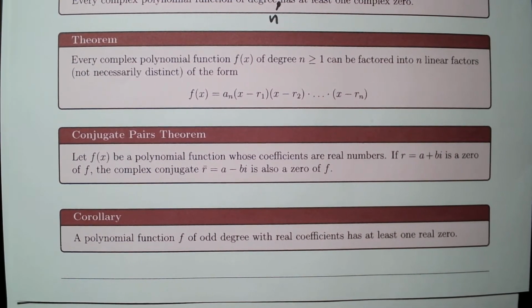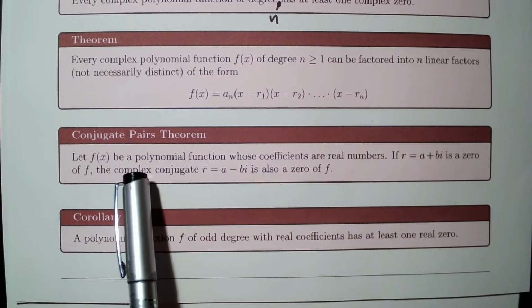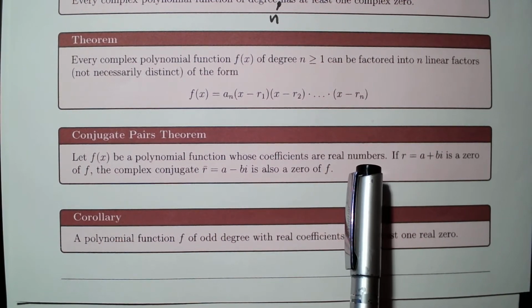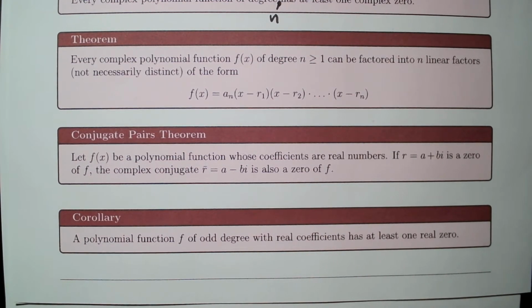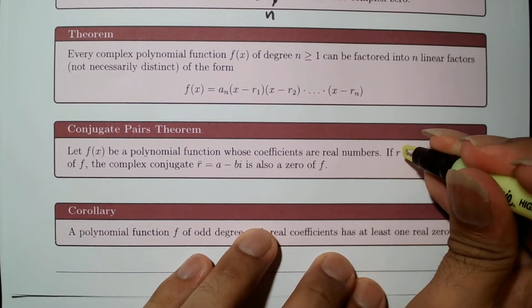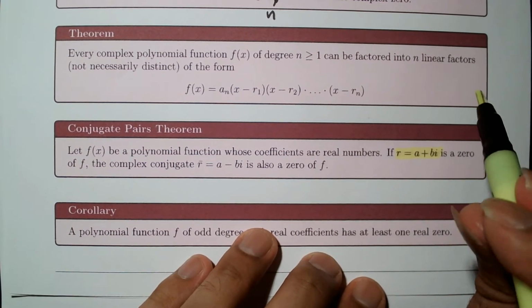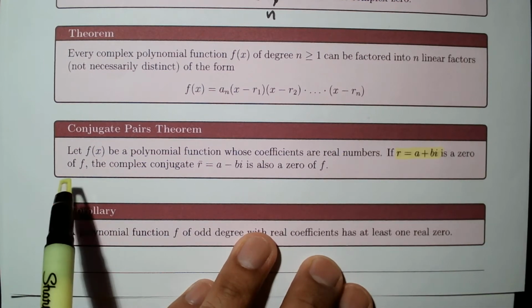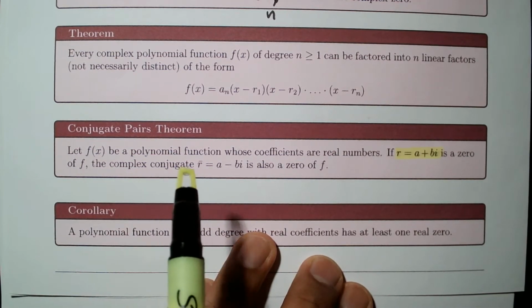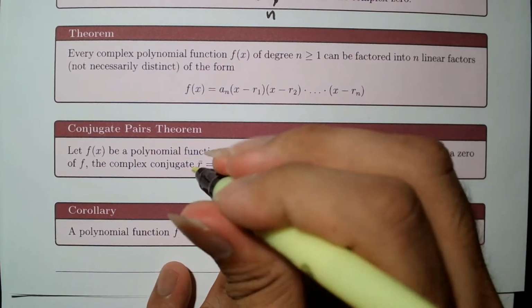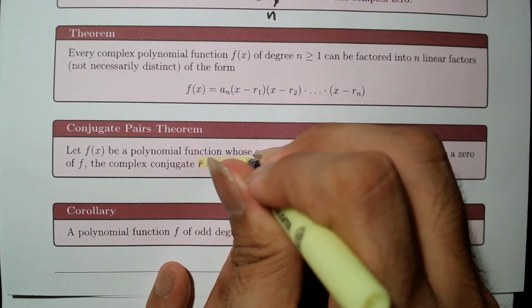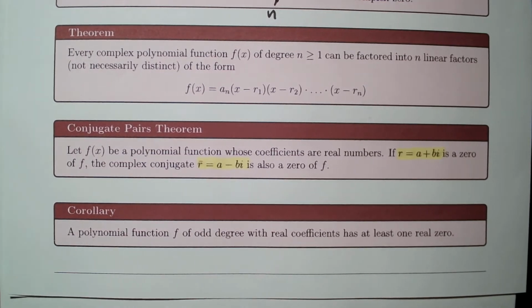Conjugate pairs theorem. So we're going to have a polynomial f of x whose coefficients are real numbers. If we are given that r equals a plus bi, whatever complex number, is a complex zero of the function f, then its conjugate is also a zero. In other words, if you're given that one of the zeros is an imaginary or complex number, strictly the other, its counterpart, which is the conjugate, is going to be a zero.